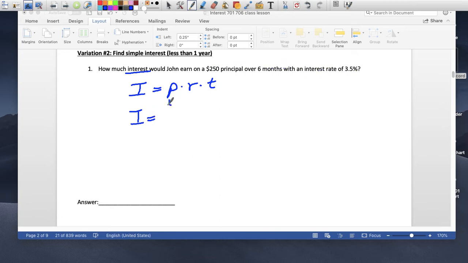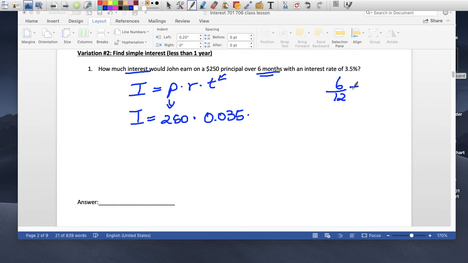So I know he put $250 in the bank. The rate is 3.5 or 0.035. And now the time is 6 months. But the time here is in years. So we're going to have to change 6 months in years. So what is 6 months in relation to a year? Well, 6 months is 6 out of 12, right?